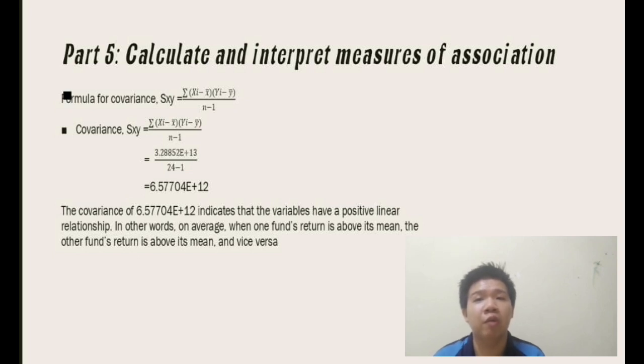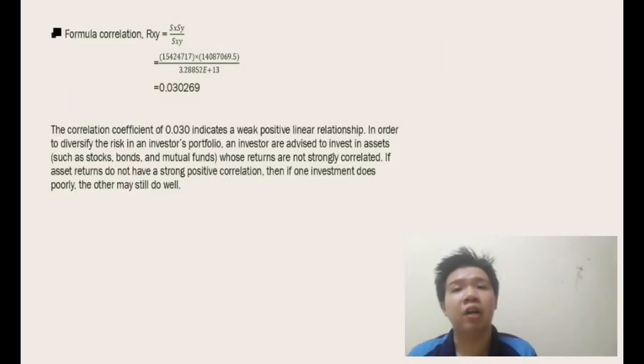In other words, on average, when one fund's return is above its mean, the other will be above its mean as well. After that, we need to find the correlation so we can interpret it more easily. The formula of correlation is the covariance divided by the product of the standard deviations of international and domestic airlines. The correlation coefficient we found is 0.03, which indicates a weak positive linear relationship.